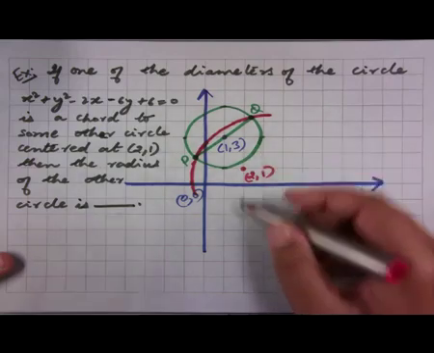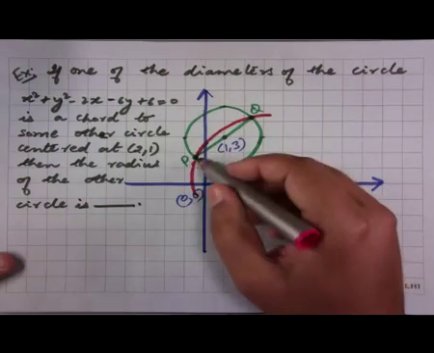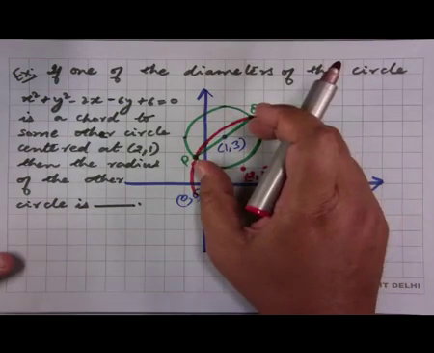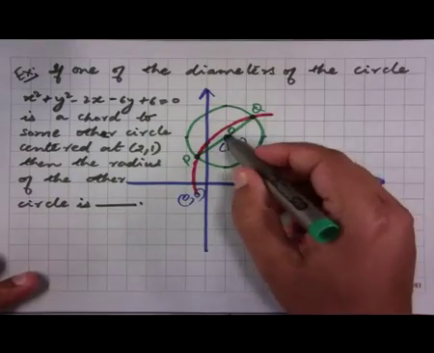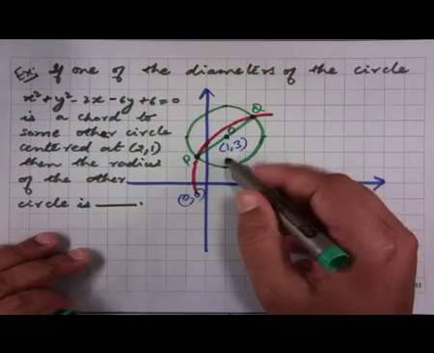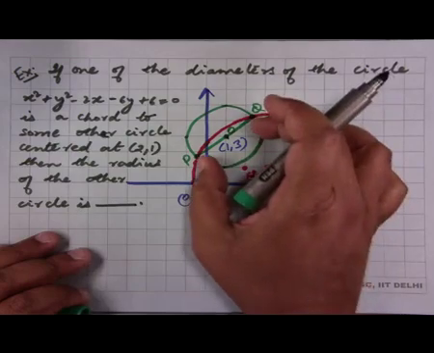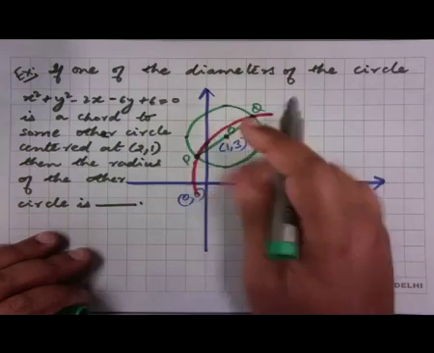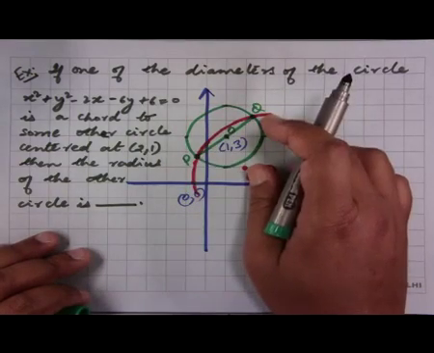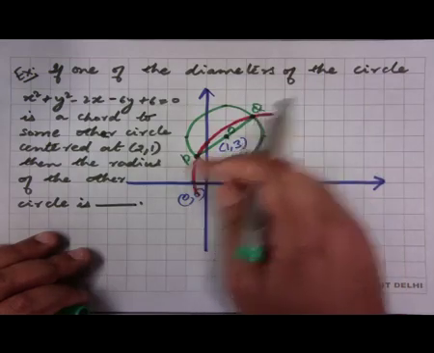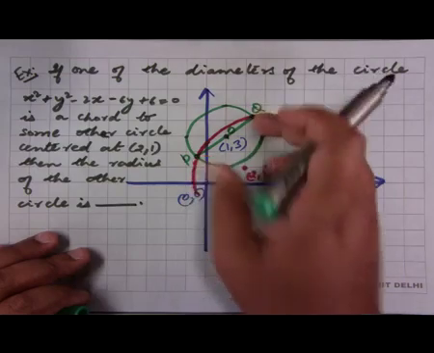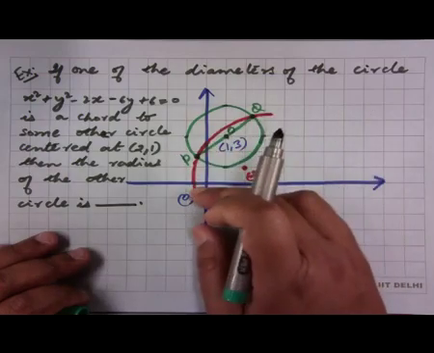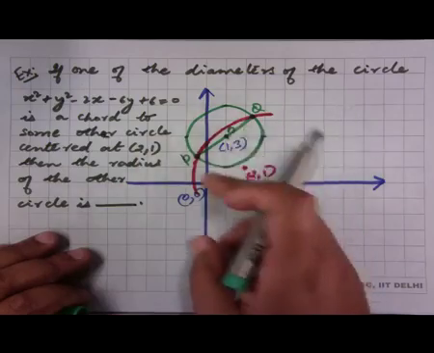It is not very tough. Since this green line segment is a diameter of this green circle, let us say the center of the green circle is O, with coordinates 1 and 3. Since this diameter is a chord of the red circle, the endpoints P and Q will also lie on the red circle.